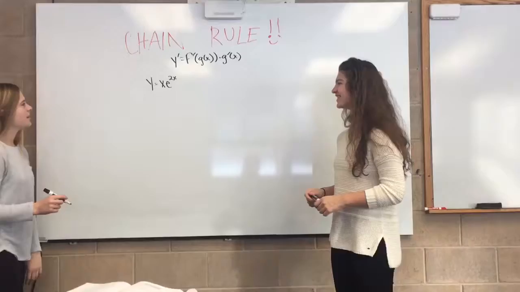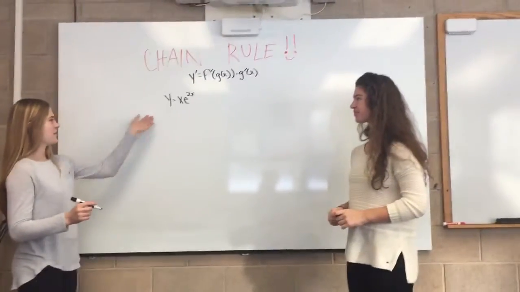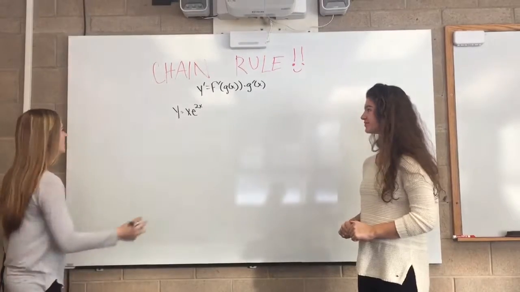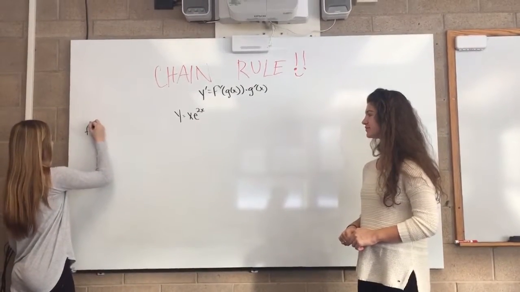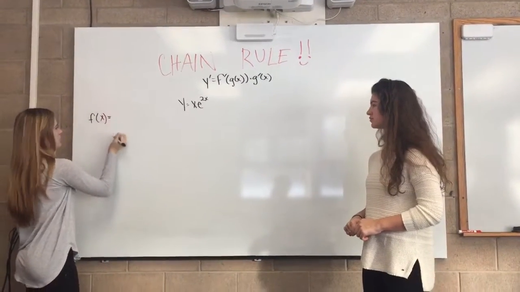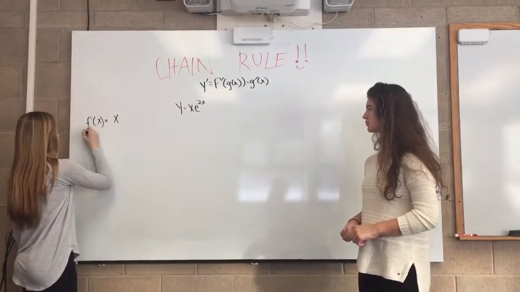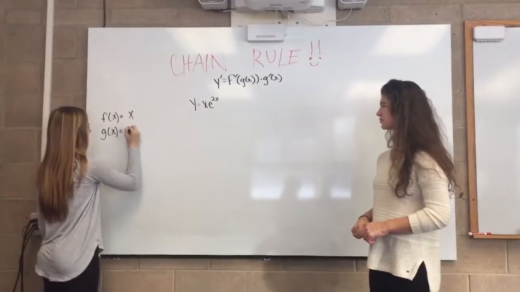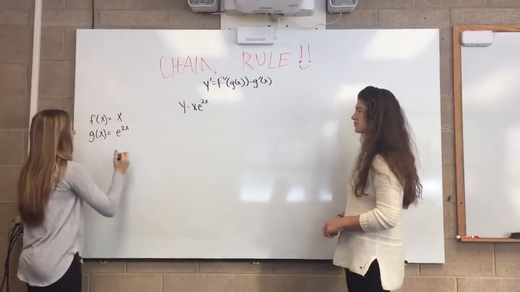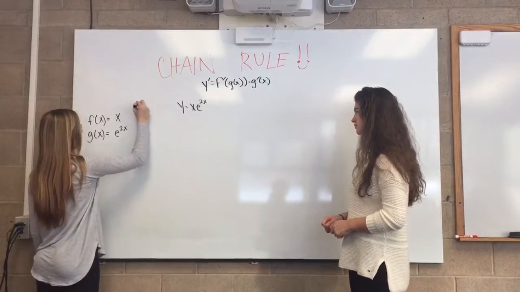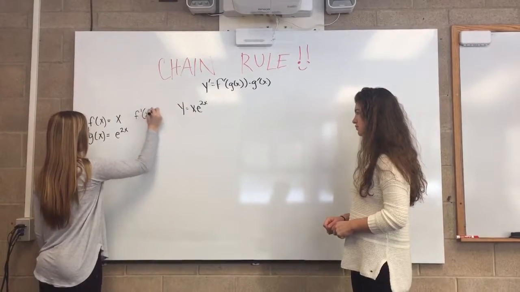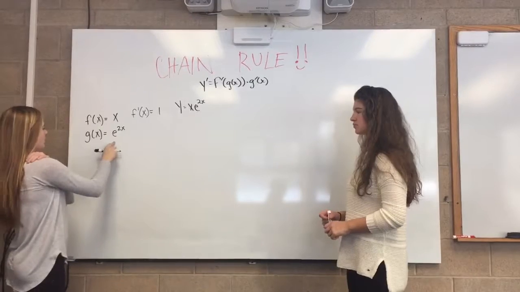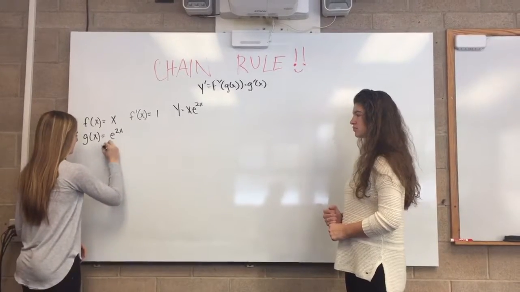Not too hard. Okay, so now we're going to do a little bit harder problem, and this one involves the product rule and the chain rule. So over here we have the outer function, f of x, which we're going to say is x, and g of x, the inner function, is e to the 2x. So the derivative of the outer function is just 1, and to find the derivative of the inner function, we're going to have to do the chain rule.